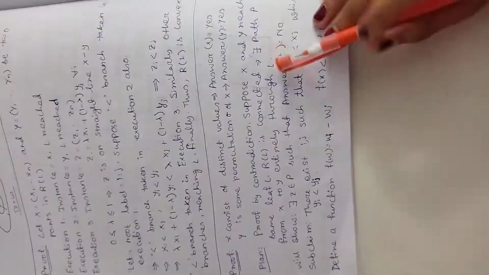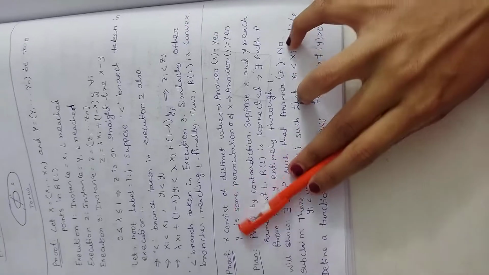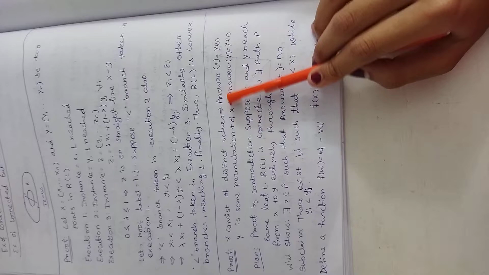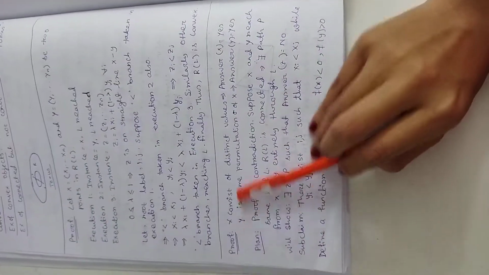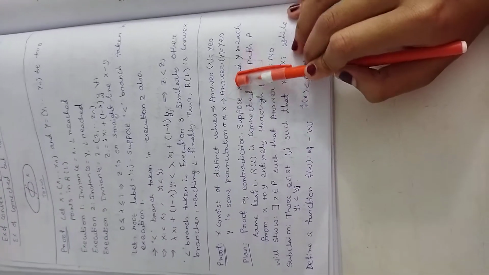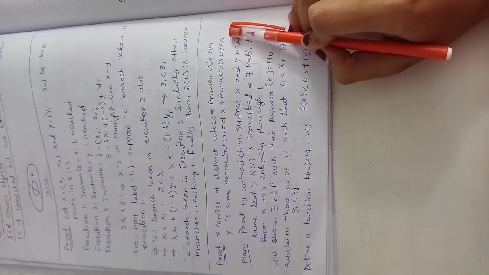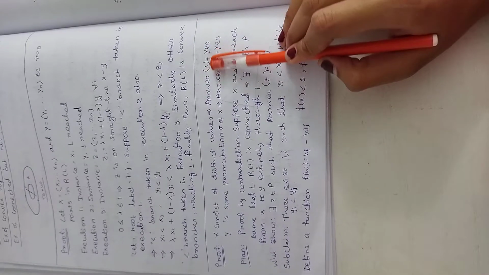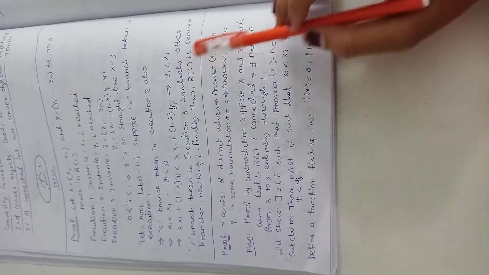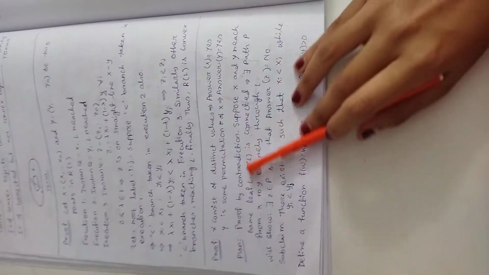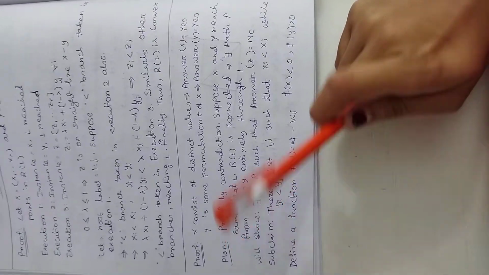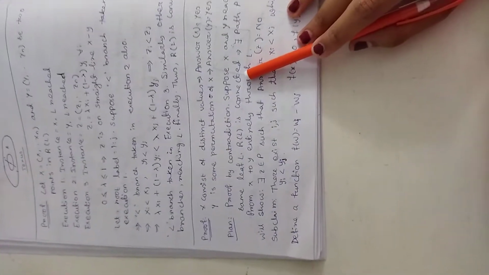For this proof, first we are assuming that x consists of all distinct values, so the answer of x will be yes, and y is some permutation sigma of x, so the answer of y will also be yes. Because if x gives us the yes answer, then y, being the permutation of the values of x, will also give us the yes answer. So now let's see the proof. We will prove it by contradiction.